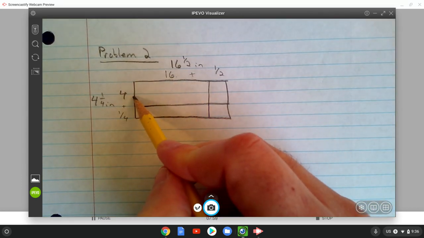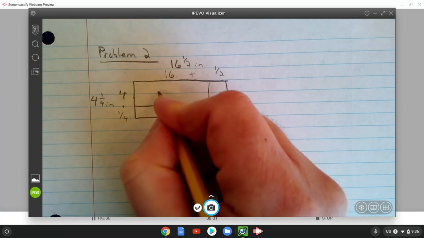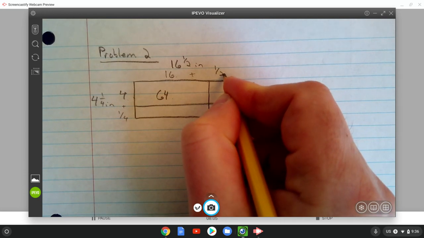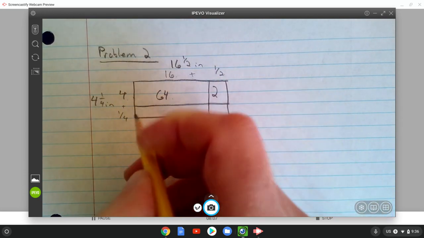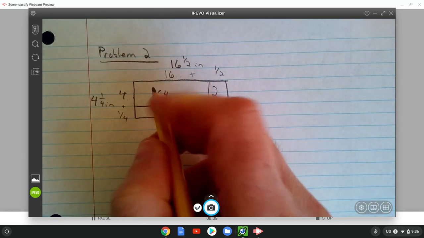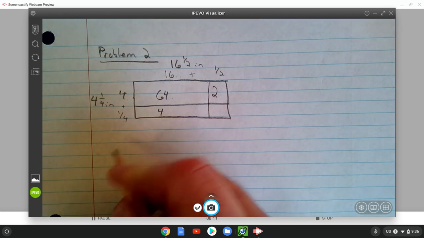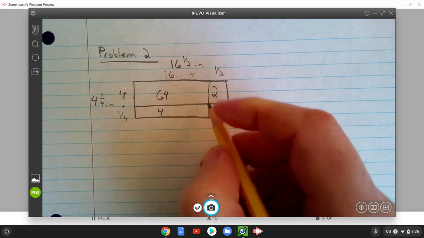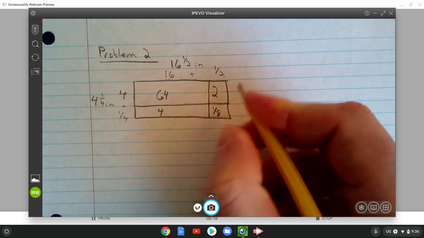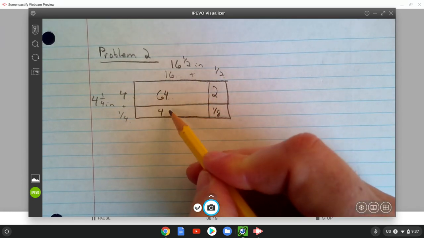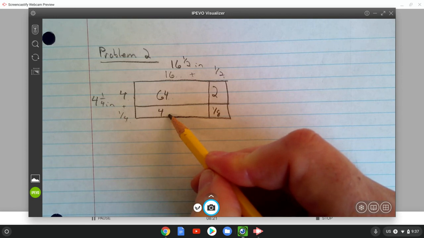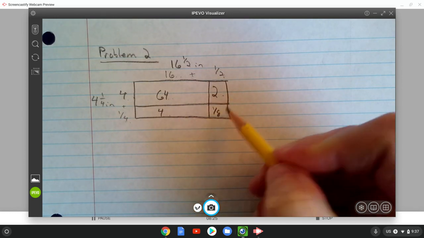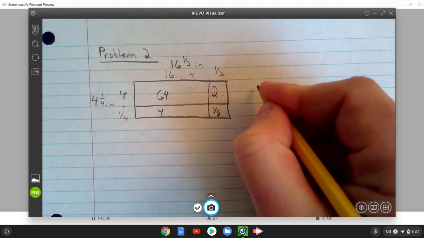4 times 16, 64. So that's 64 square inches. 4 times a half, half of 4 is 2. 1/4 of 16, that's 4 square inches. 1/4 times a half is 1/8. Adding those up, 64 and 4 is 68. 68 and 2 is 70. 70 and 1/8 is 70 and 1/8.